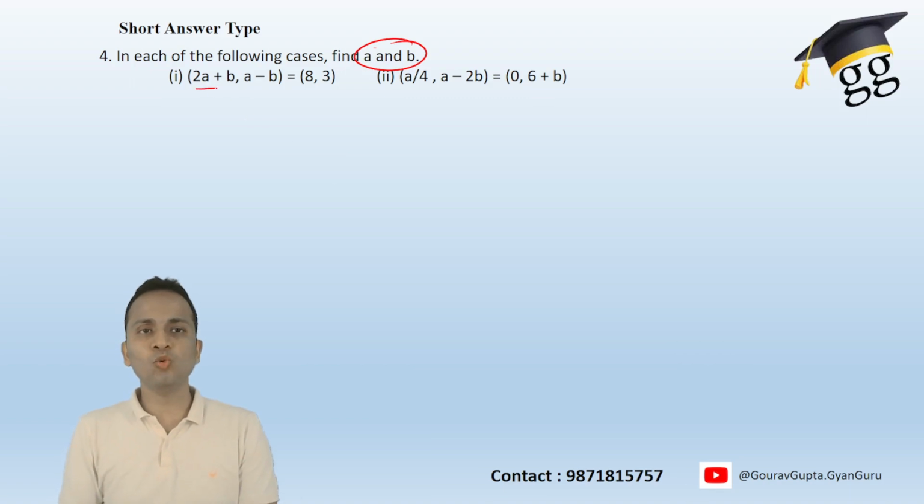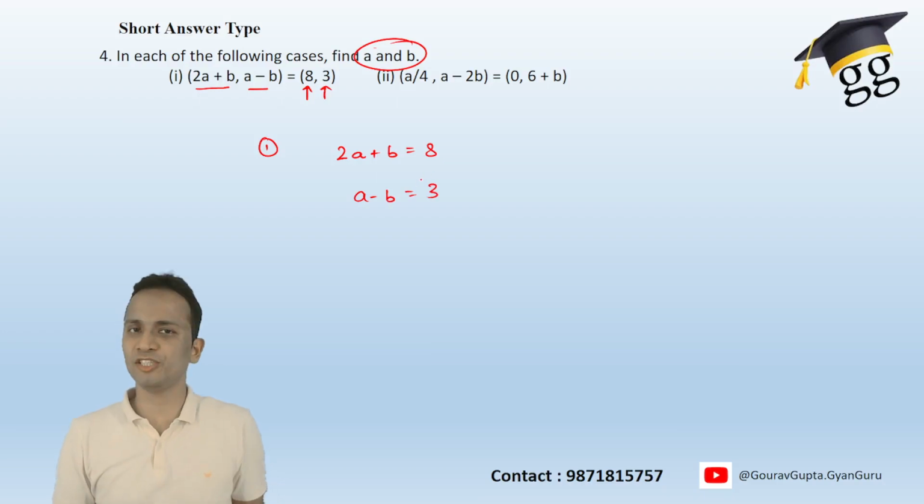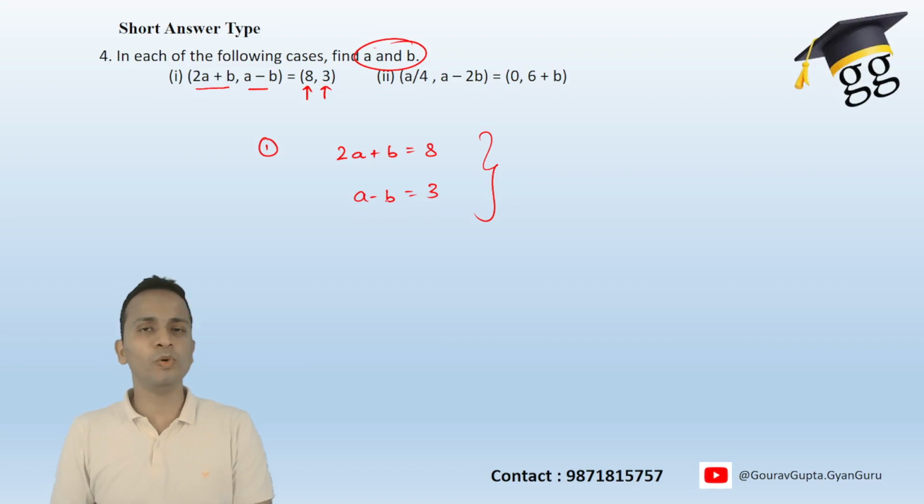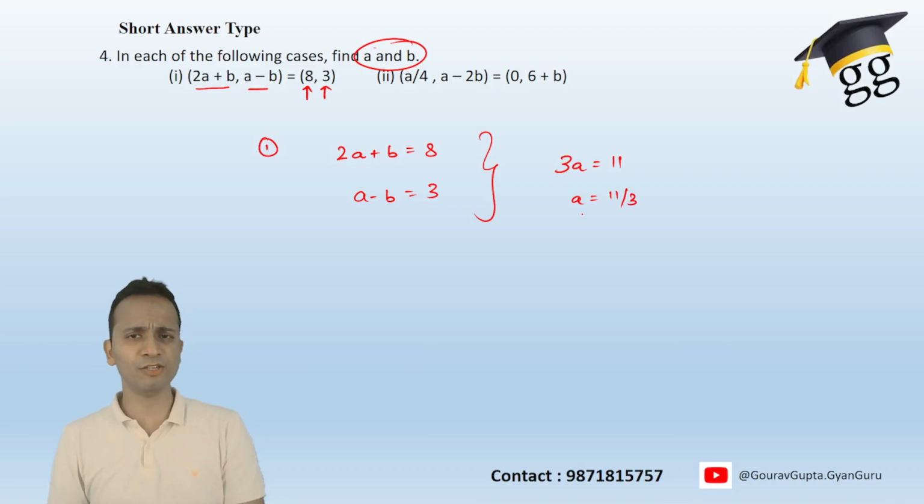In the first part, 2A plus B will be equal to 8. So I'll write it, 2A plus B is equal to 8, and A minus B is equal to 3. Now you have linear equations in two variables. You are a student of 11th standard, you must be able to solve them very quickly. So I'll add these equations. If I add these equations, B will be eliminated and you will have 3A is equal to 8 plus 3, that is 11. And the value of A will be 11 upon 3. So this is the value of A.